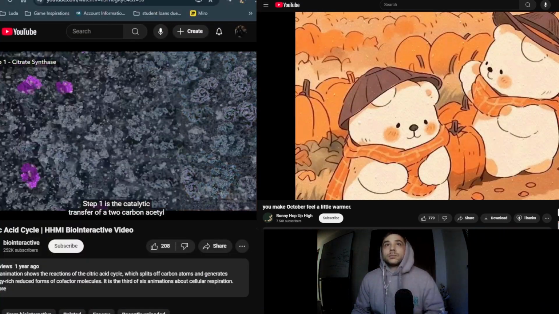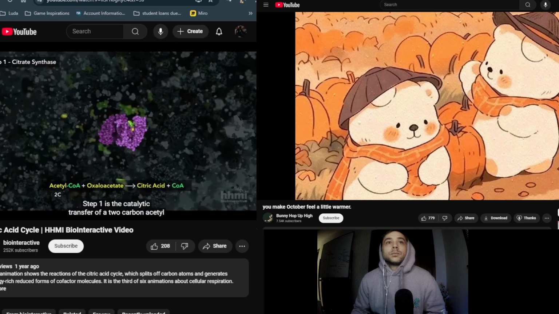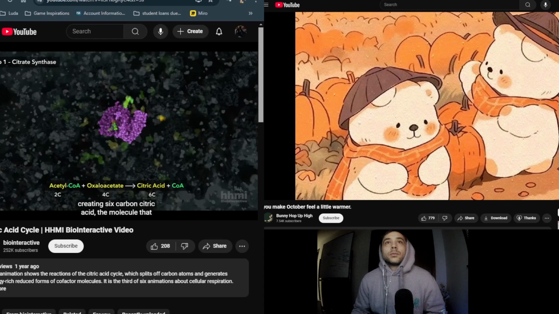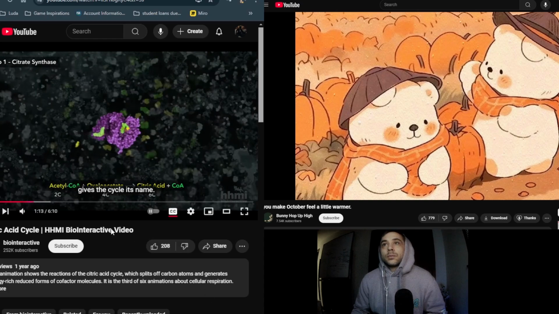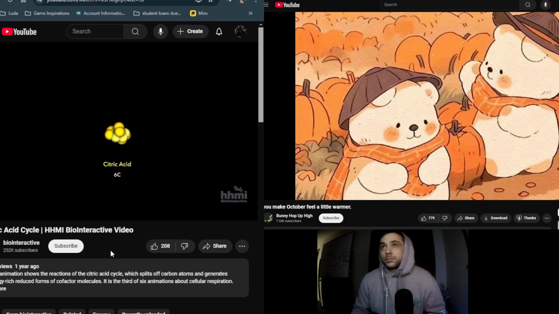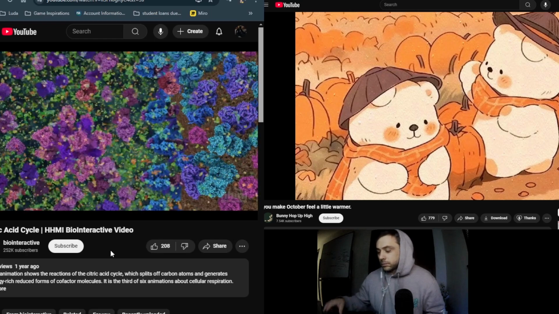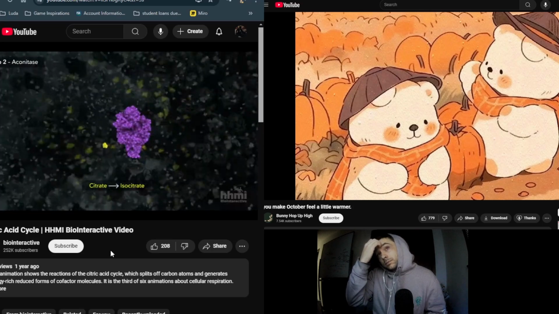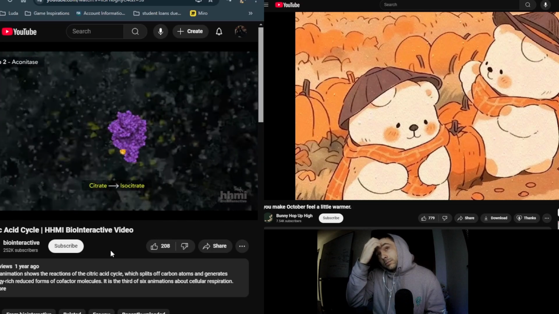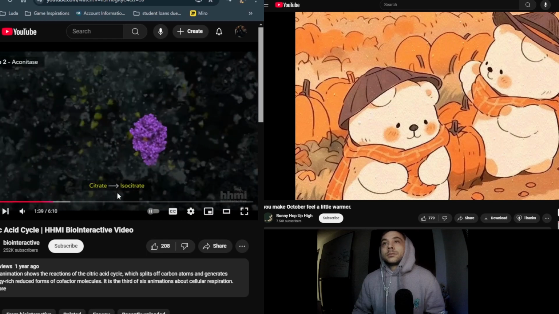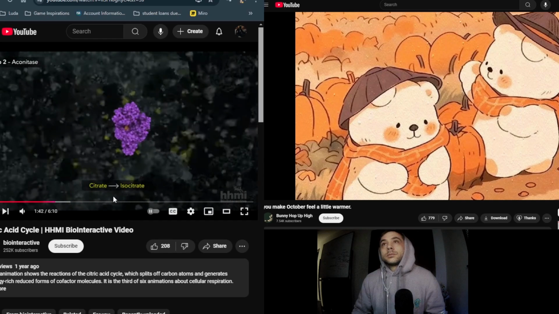Step 1 is the catalytic transfer of a 2-carbon acetyl group from coenzyme A to 4-carbon oxaloacetate, creating 6-carbon citric acid, the molecule that gives the cycle its name. Citric acid is used by your cells for the biosynthesis of fatty acids, lipids, and cholesterol, and is also the substrate for step 2 of the citric acid cycle. The enzyme reaction of step 2 makes a small change to the citric acid molecule, moving the position of an oxygen atom, converting citrate into isocitrate.